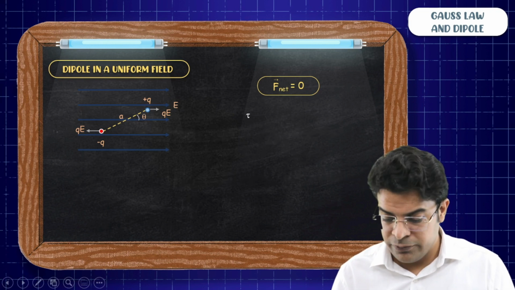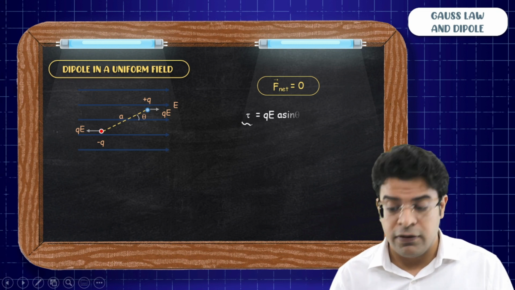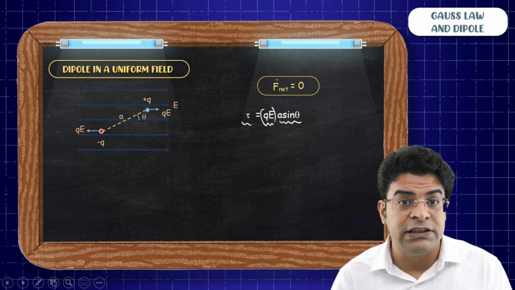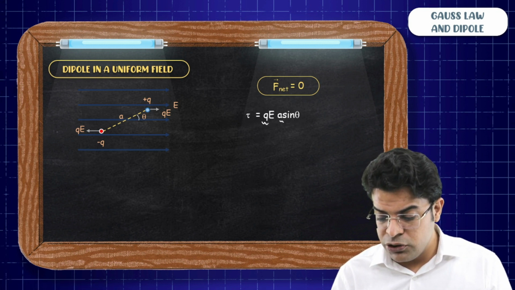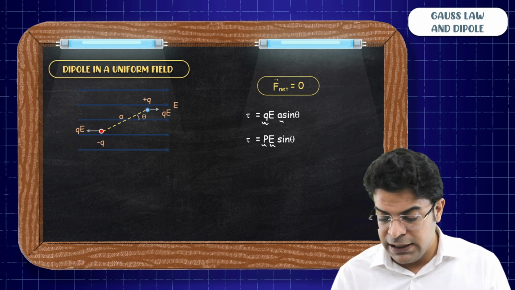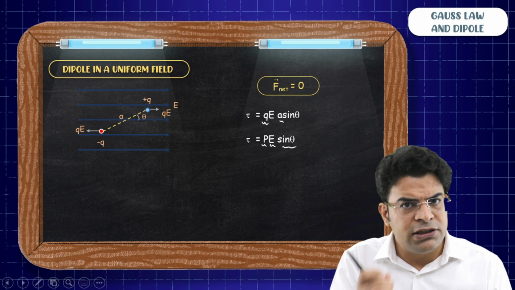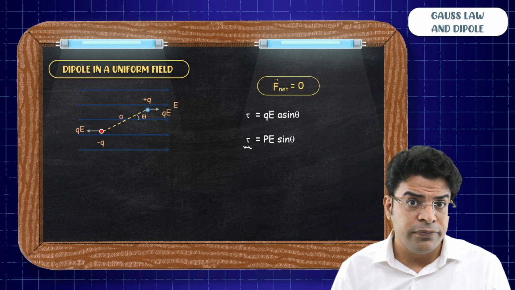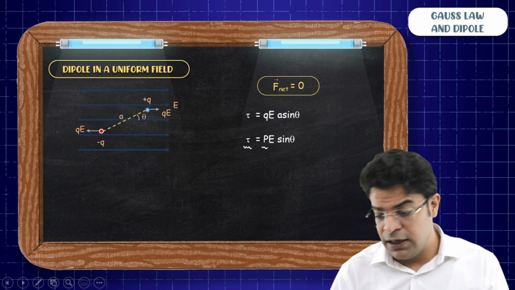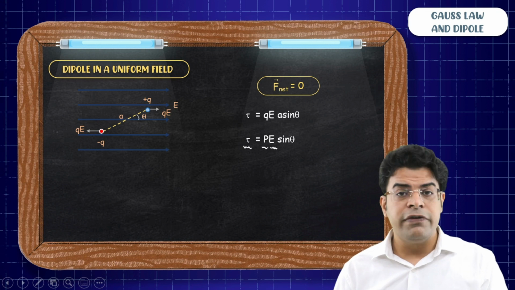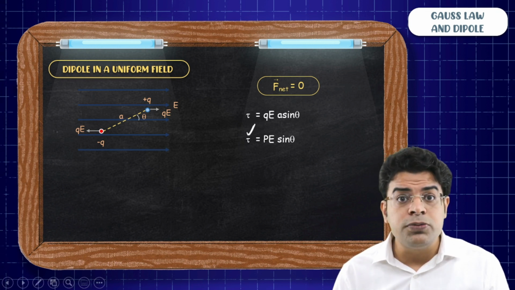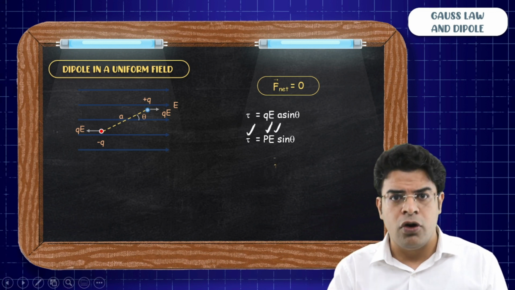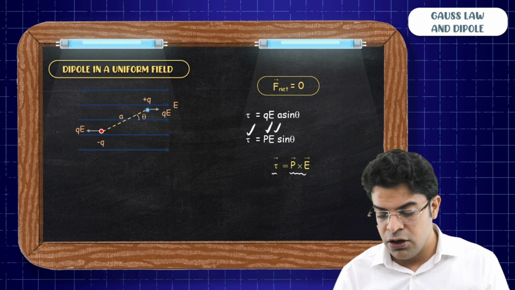So the torque acting on this dipole due to the electric field is given by QE, the force, times the separation between the line of action of force, which is A sine theta. You can club this Q and A and write the torque as PE sine theta. The dipole moment is charge times separation between the charges. Now we know that torque is a vector quantity, dipole moment is a vector quantity, and the electric field is also a vector quantity. So we can write the torque as the cross product of the dipole moment vector and the electric field vector. So in the vector format, we can write torque equals P cross E.